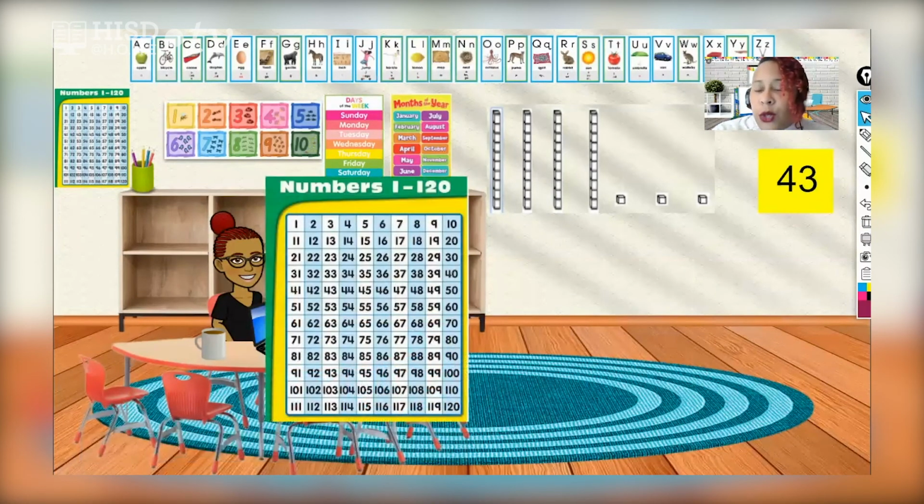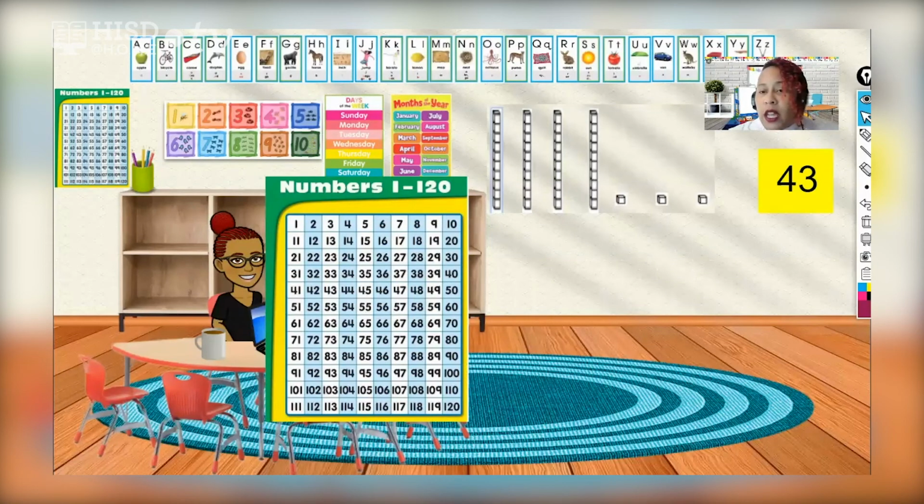You could also use a 100 chart to help you find a number that is greater than, equal to, or less than 43. We were looking at pictorial models to help us find a number that is greater than, equal to, or less than a number. But how can we use a 100 chart to help us find a number greater than, less than, or equal to a number?